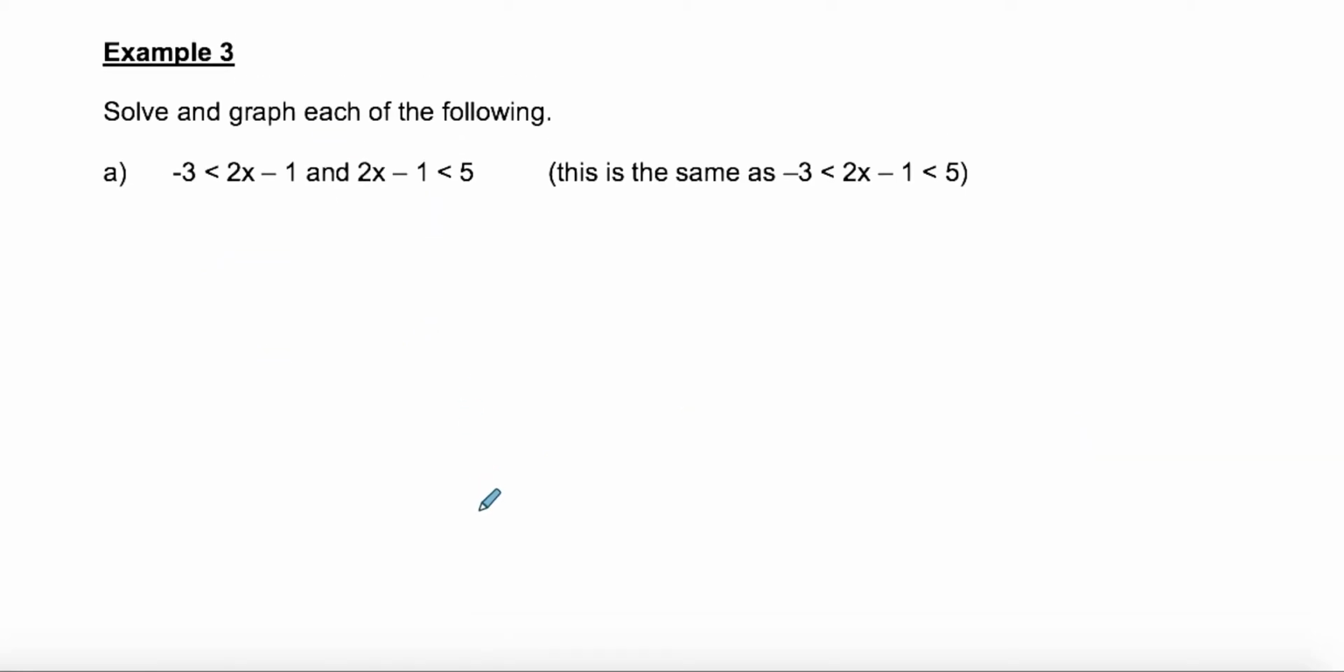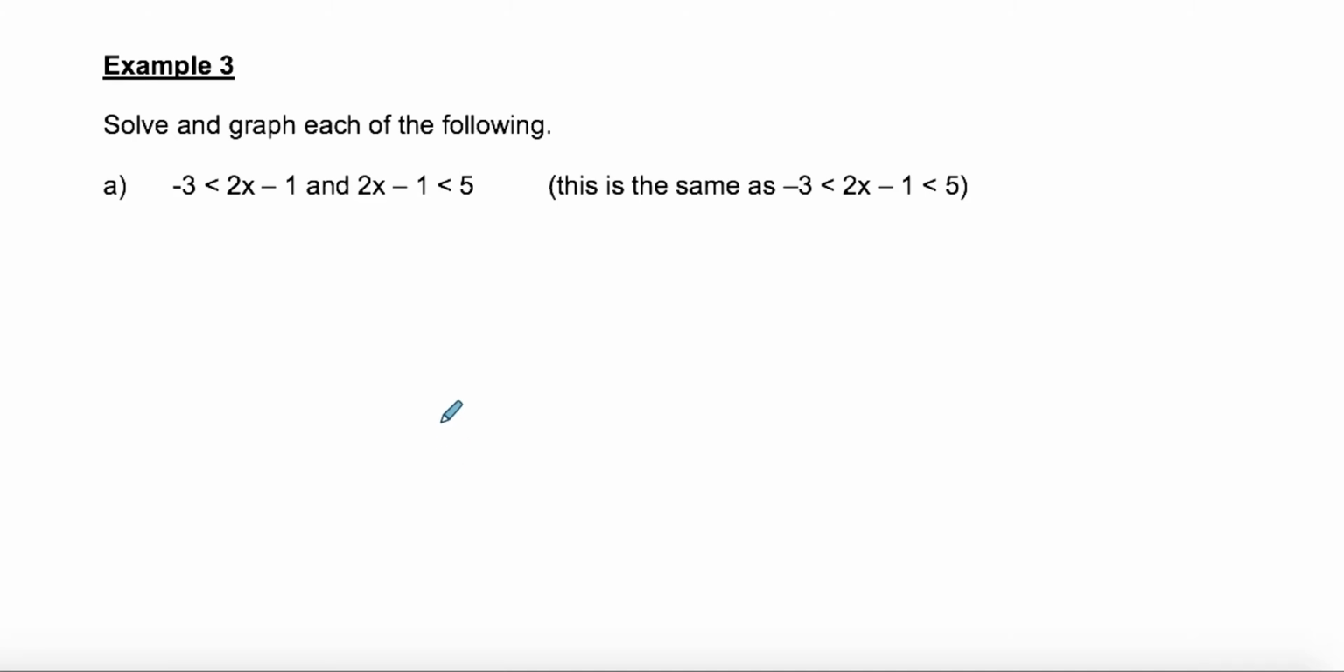And then the last page, there's a little bit more to this, but not much. It's really not too bad. If you had a question that looked like this, negative 3 is less than 2x minus 1, and that is less than 5, that seems like a confusing way to write it. You'll often see that written as negative 3 is less than 2x minus 1, and 2x minus 1 is less than 5. So they're often split up into two different inequalities. But you might see it written this way, and that's okay too. You just split them up yourself, and I think it makes more sense to do that.